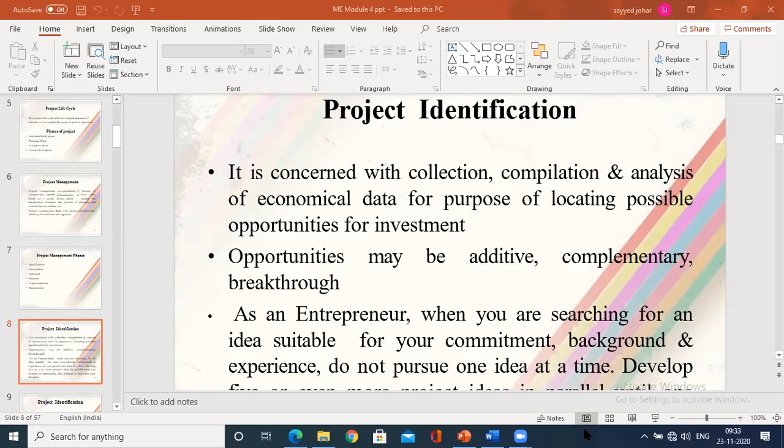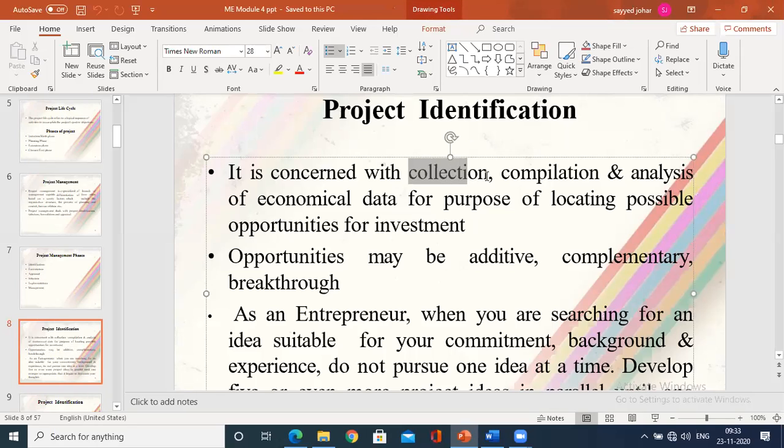Similarly, I could give other examples. If your domain is based on some network concept, you collect the papers based on network technology from various journals or IEEE, or a few standard journals or publications. That is nothing but the collection of the data. So here the collection matters a lot, remember. Project identification is related to the collection of the data.